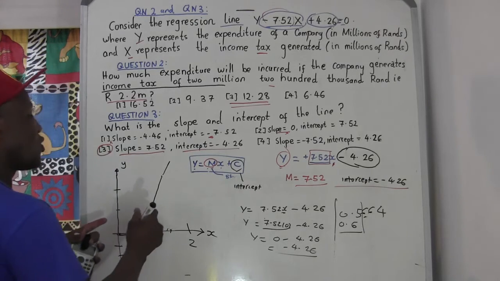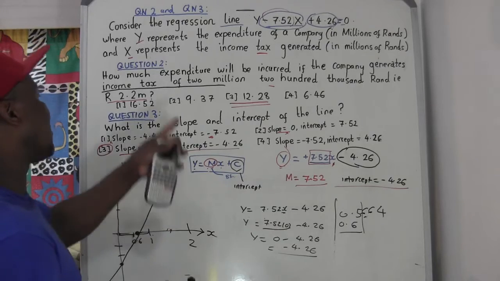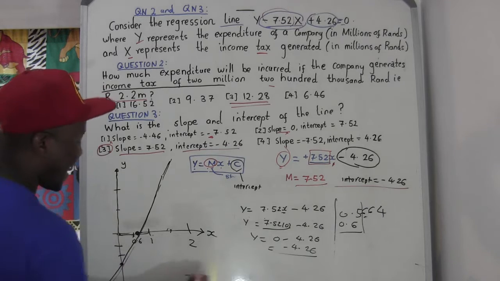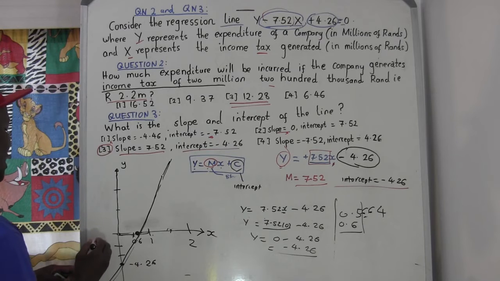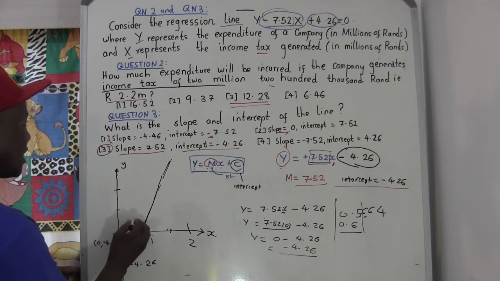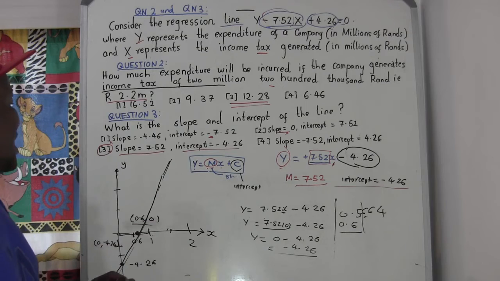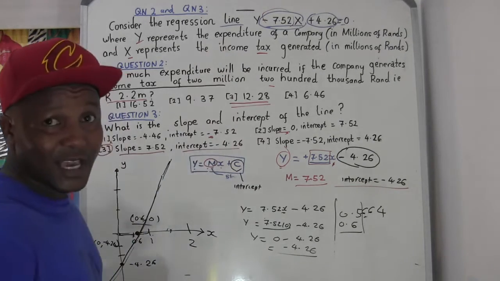And then when you finish, make sure you write your equation on the graph to say this is the equation of this graph. So this line is going to come here because the value of y is negative 4.26 when x is 0. Or you can say it like this: x here is 0, y is negative 4.26. Here, x is 0.6 and y equals 0, because the value of y is 0. So that's how you draw the regression line for this case.